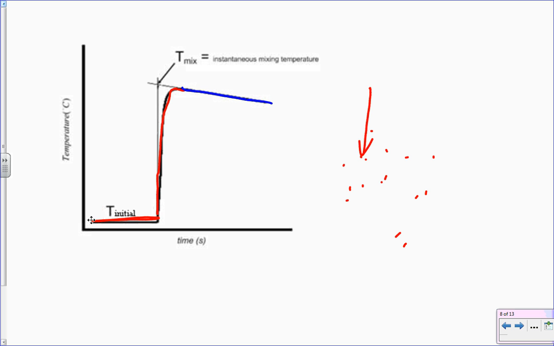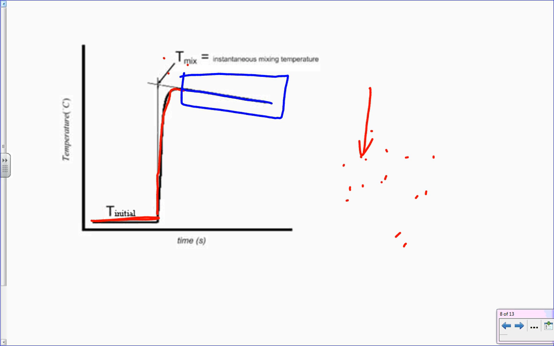So the thermometer was right here, and you may spike a high temperature. So you may be above that line as well. Well, we can end up with a good look at what the instantaneous mixing temperature is by using this portion of our graph. So that's really what we're going to be doing in an Excel graph or any other graphic program you want to use.